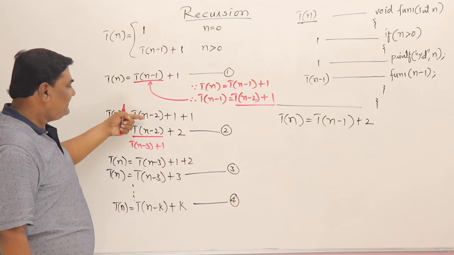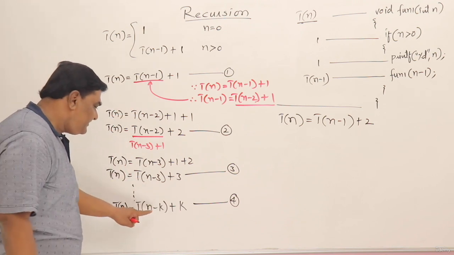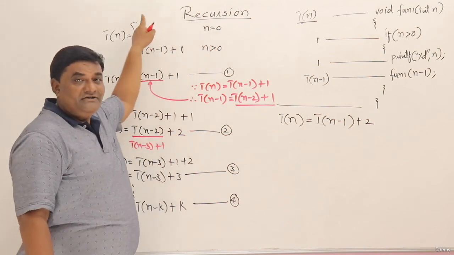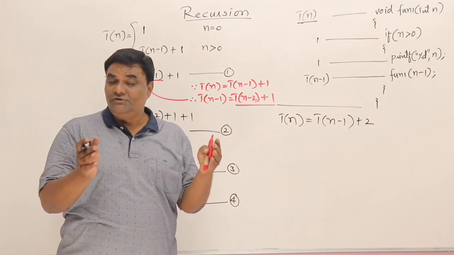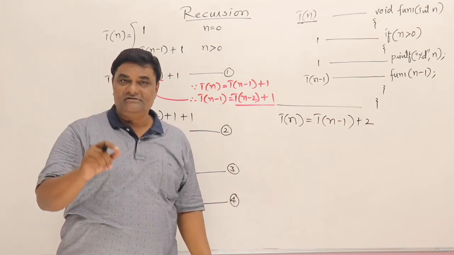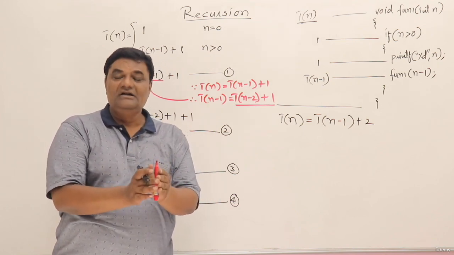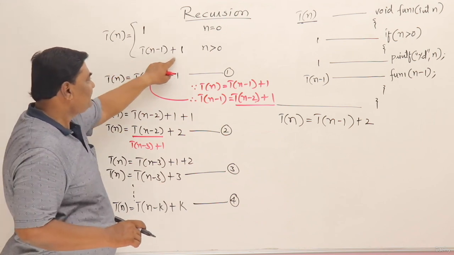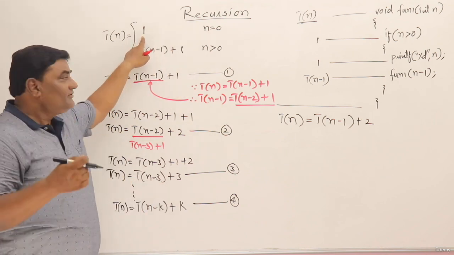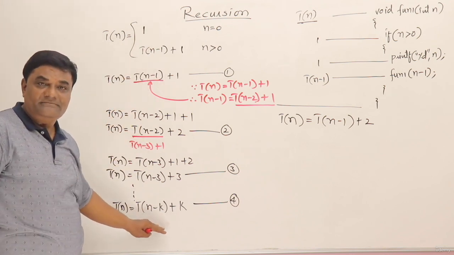So substitute, and then substitute, then substitute, go on substituting until it reduces down to a smaller value, that is n equal to 0, where we know the answer, that is 1. When you don't know the answer for a bigger expression but you know the answer for a smaller expression, break the bigger one into smaller ones and solve it. We don't know how much this is, but we know when n equals 0, the answer is directly 1. So we have tried to reduce this by substituting, and we got this one.